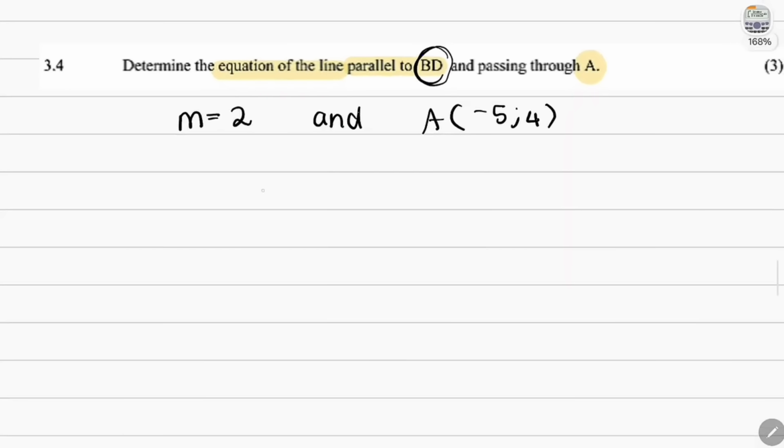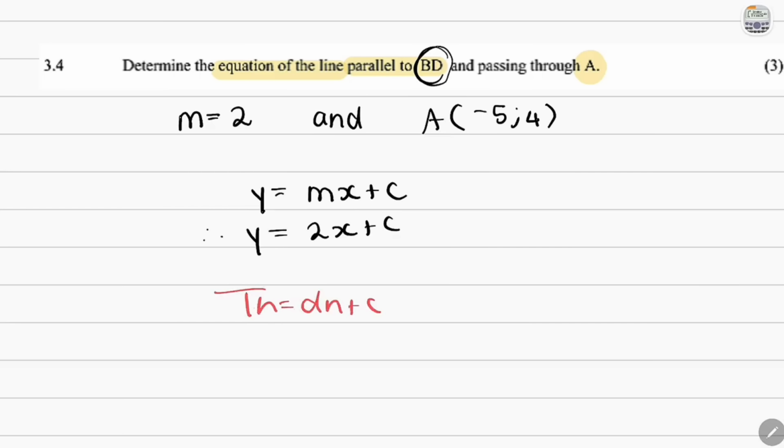Okay, and to find the equation of a line, we just say y equals mx plus c. That is the general equation for a straight line, and m stands for your gradient. So y equals 2x plus c. And now to find c, we're going to substitute this point into this. It just looks like what we did with patterns, Tn equals dn plus c. It's the same thing, it's the same concept. And so that is your x and your y value.